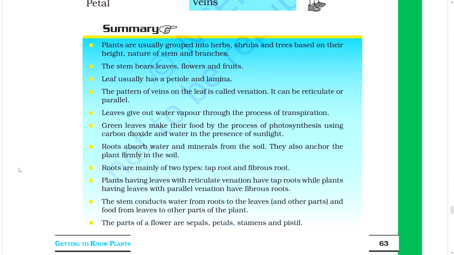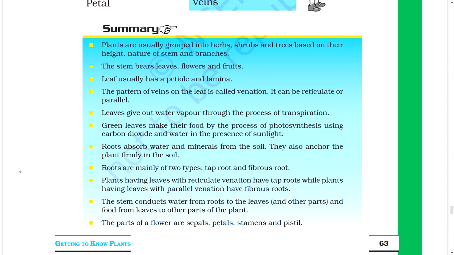Summary: Plants are usually grouped into herbs, shrubs, and trees based on their height, nature of stem, and branches. The stem bears leaves, flowers, and fruits. A leaf usually has a petiole and lamina. The pattern of veins on the leaf is called venation. It can be reticulate or parallel. Leaves give out water vapor through the process of transpiration. Green leaves make their food by the process of photosynthesis using carbon dioxide and water in the presence of sunlight.